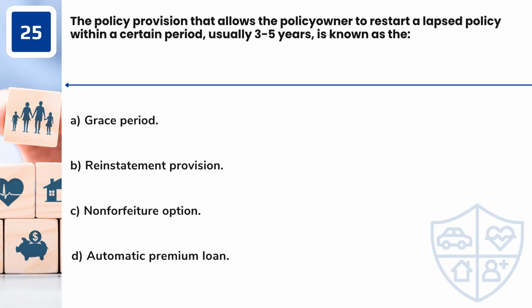Question 25. The policy provision that allows the policy owner to restart a lapsed policy within a certain period, usually 3 to 5 years, is known as the: A. Grace period. B. Reinstatement provision. C. Non-forfeiture option. D. Automatic premium loan.